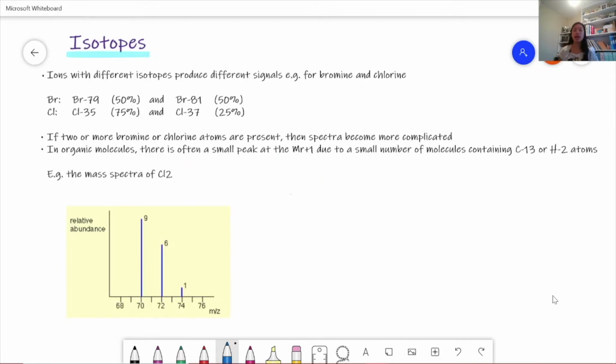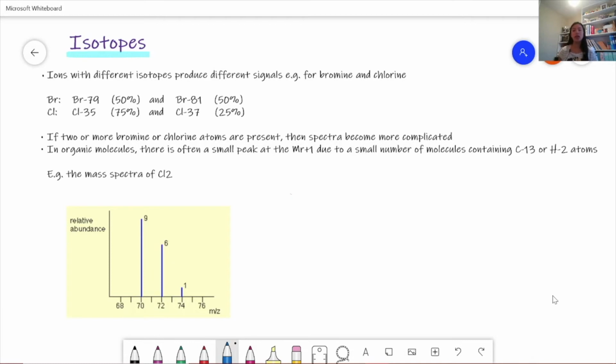So now we need to look at isotopes. And ions with different isotopes actually produce different signals. So we need to know about bromine and chlorine. Bromine can exist as bromine 79, so bromine with 79 as a mass number, and bromine 81. We know that isotopes have the same number of protons and electrons, but a different number of neutrons, and so bromine 81 must have 2 extra neutrons. And there's actually an equal amount of bromine 79 and bromine 81.